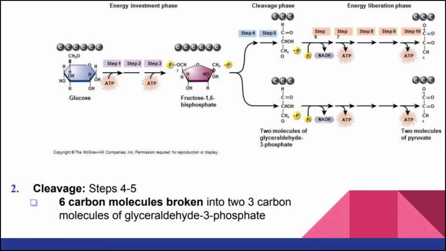Then we move into our second phase, cleavage. We don't get new energy yet. What we do is break our 6-carbon molecule, in this case fructose 1,6-biphosphate. Don't worry about that name, but do know that it's still a 6-carbon molecule. We started with glucose, a 6-carbon molecule. Now we're taking a 6-carbon molecule and chopping it in half, like with a cleavage. We're breaking it into 2 3-carbon molecules. That's our cleavage phase. In steps 4 and 5, we break our 6-carbon molecule into 2 3-carbon molecules.